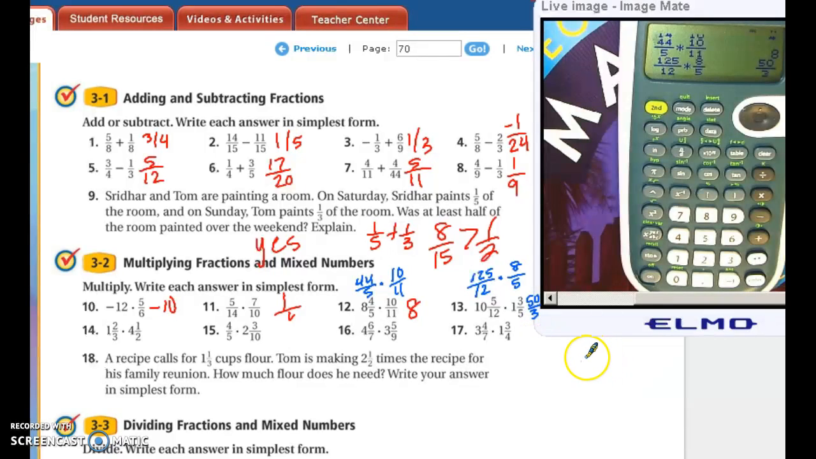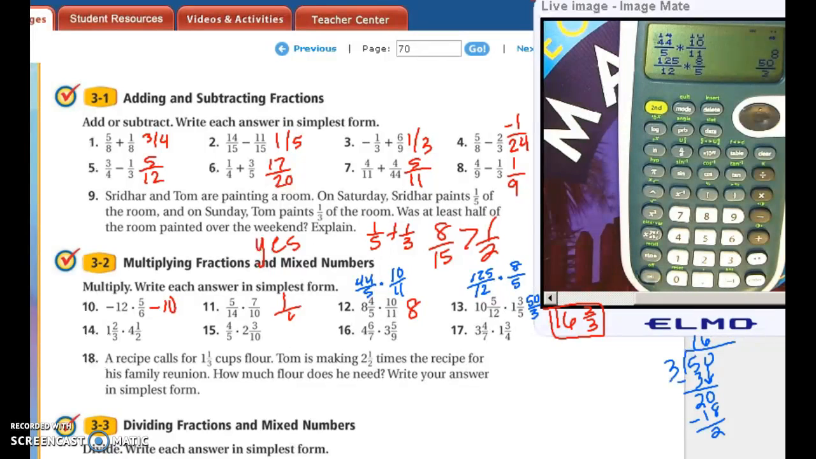And we simplify that. 3 will go into 50. 3 will go into 5 one time with 2 left over. Bring down your 0. 3 will go into 20 6 times with 2 left over. So your answer is 16, your whole number. Your remainder is your numerator, and you keep your same denominator. 16 and 2 over 3.